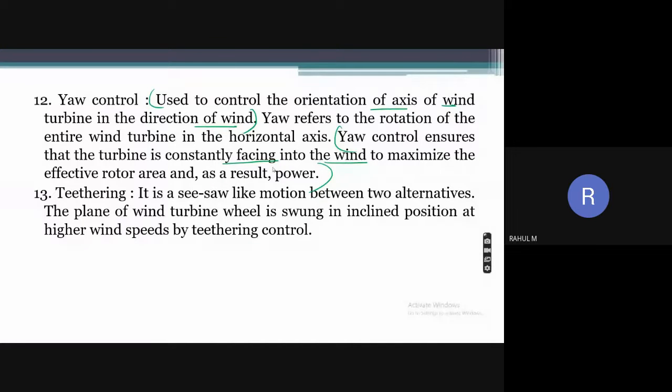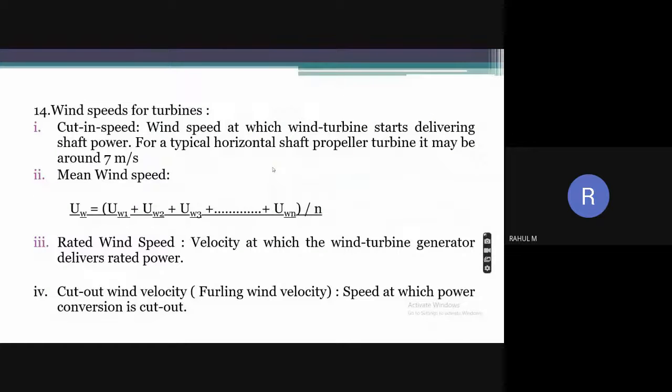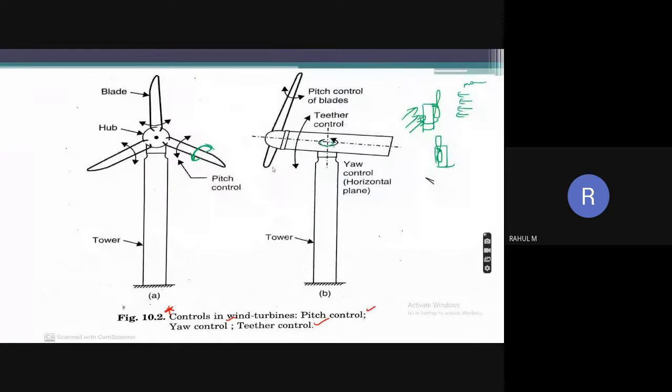Okay. So the next one is your third motion, which is your tether control. That is this one. It is actually this motion. As you can see, look at this tilting motion, which can be given to the wind turbine so as to maximize the output. So that is a tether control.